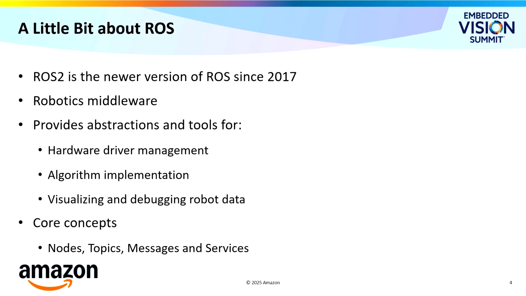So ROS these days, ROS 2 is the newer version of ROS, and it's been around since 2017. And that's kind of the latest version, and if you're starting new with ROS, you should be using ROS 2. So it's basically a robotics middleware, and it provides abstractions and tools for hardware driver management, algorithm implementation, visualizing and debugging robot data. There are some tools for doing that as well.